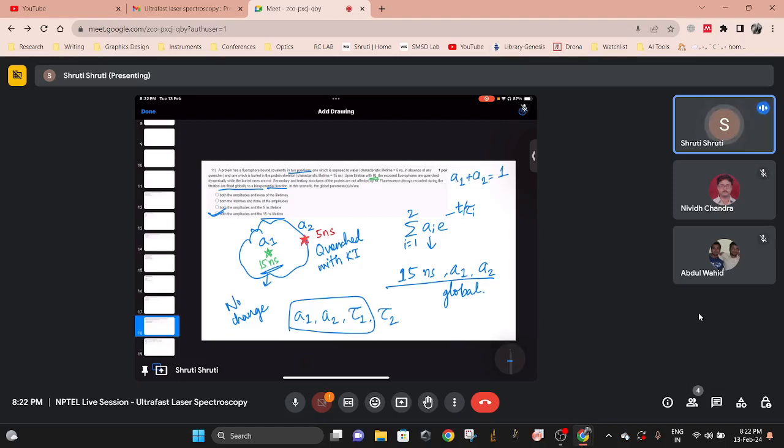And the question itself says that nothing happens to this lifetime. So the 15 nanosecond component is also not changing. So A1, A2 and the 15 nanosecond tau 1 are constant. So only this 5 nanosecond, which is tau 2, will be changed. Hence you can define both the amplitudes and the 15 nanosecond lifetime as global parameters. Is it okay? Yes. Okay.